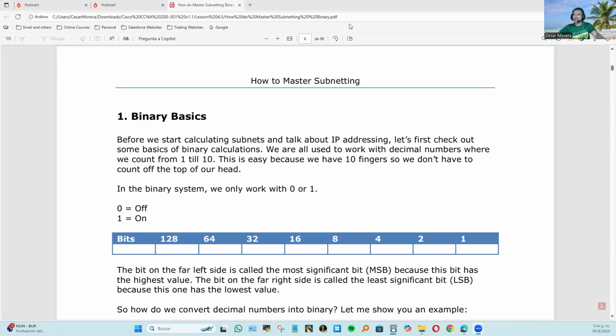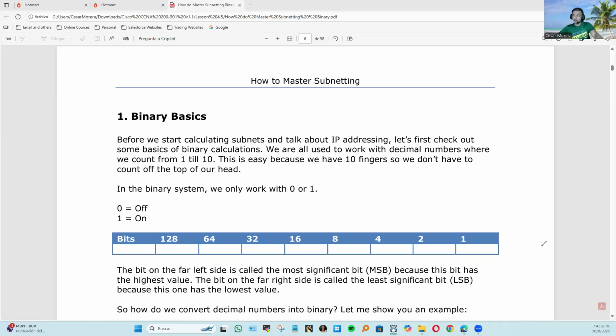So let me just validate I am sharing the correct screen. I need to share a screen too. And let's start with this topic. So basically, when we are talking about binary, the ones mean turn on and the zeros mean turn off. We're going to understand this in a bit.